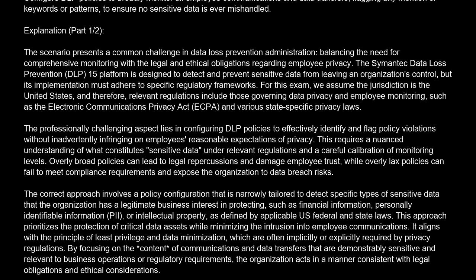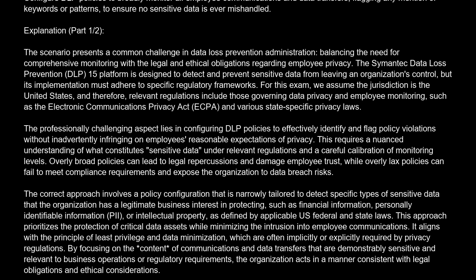It aligns with the principle of least privilege and data minimization, which are often implicitly or explicitly required by privacy regulations. By focusing on the content of communications and data transfers that are demonstrably sensitive and relevant to business operations or regulatory requirements, the organization acts in a manner consistent with legal obligations and ethical considerations.